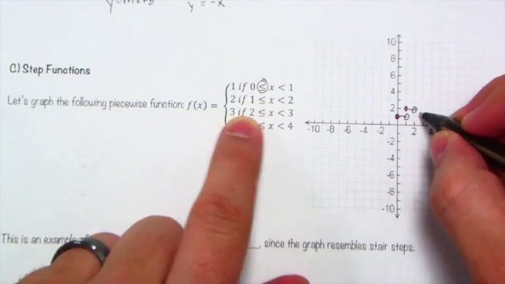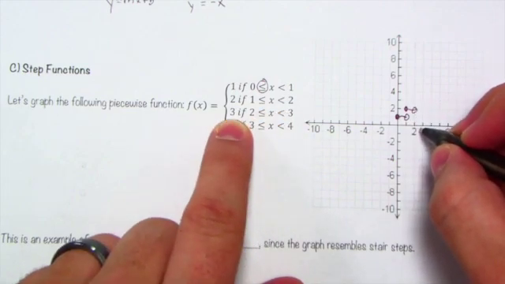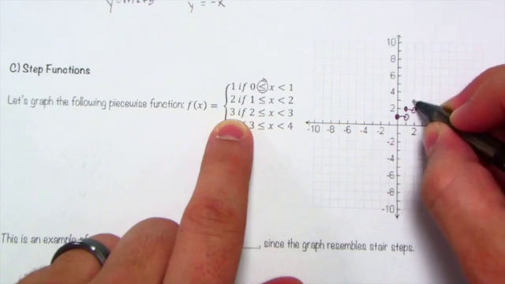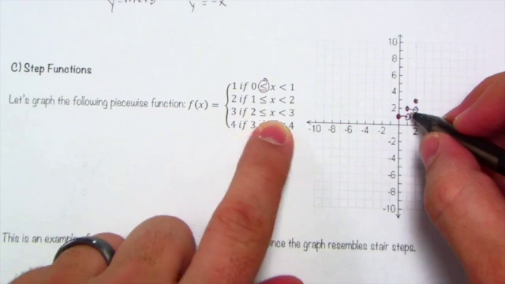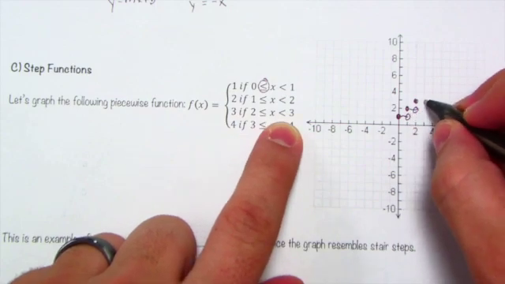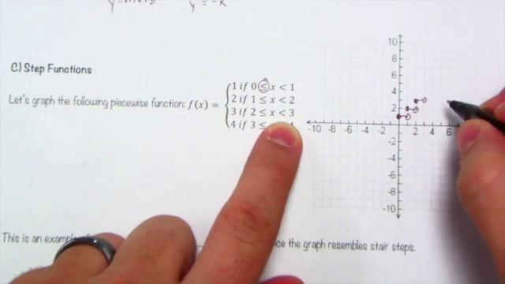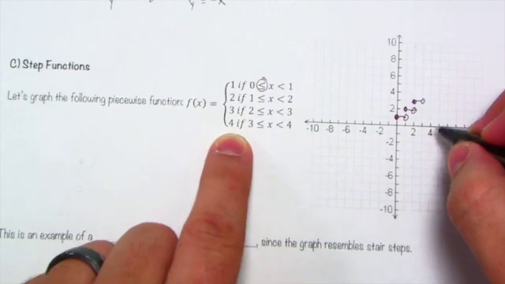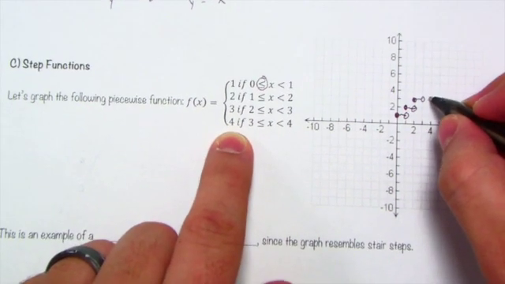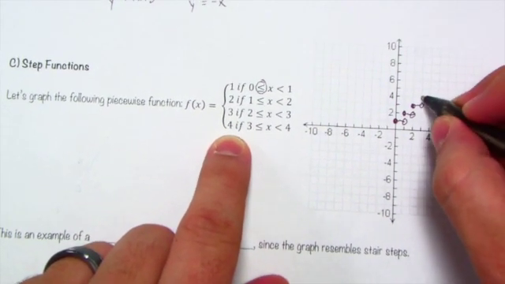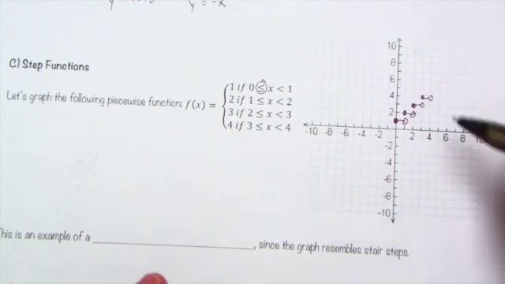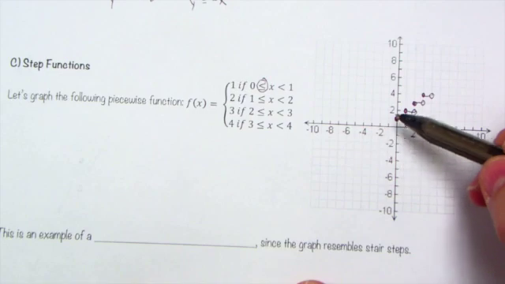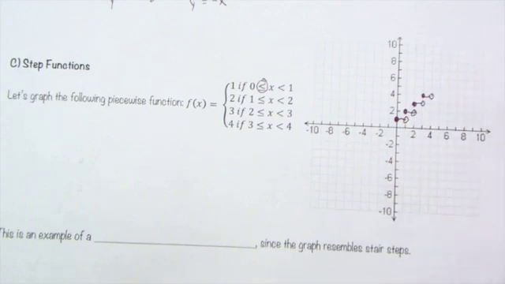This one's 3 when it's between 2 and 3, so we go up a step. Solid dot because this is an equal to, and it goes to an open dot. And 4 is if between 3 and 4, so solid dot to open dot again. And you can see why they call these step functions, because they sort of look like steps.